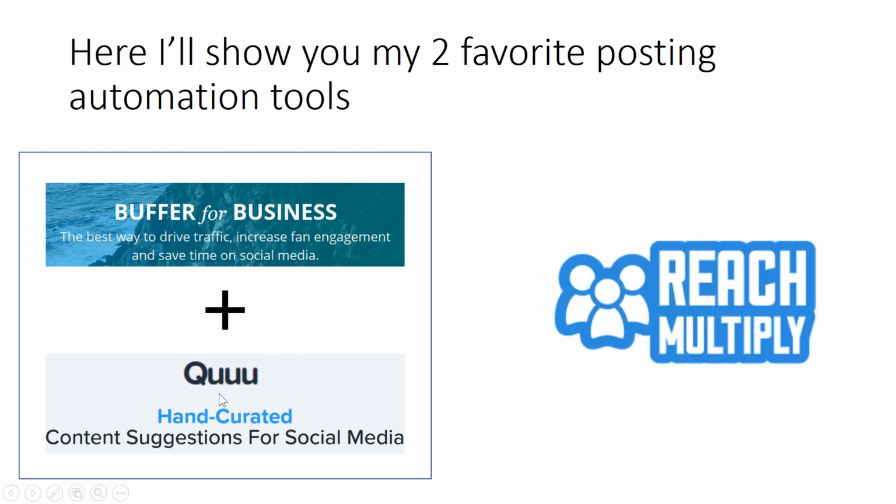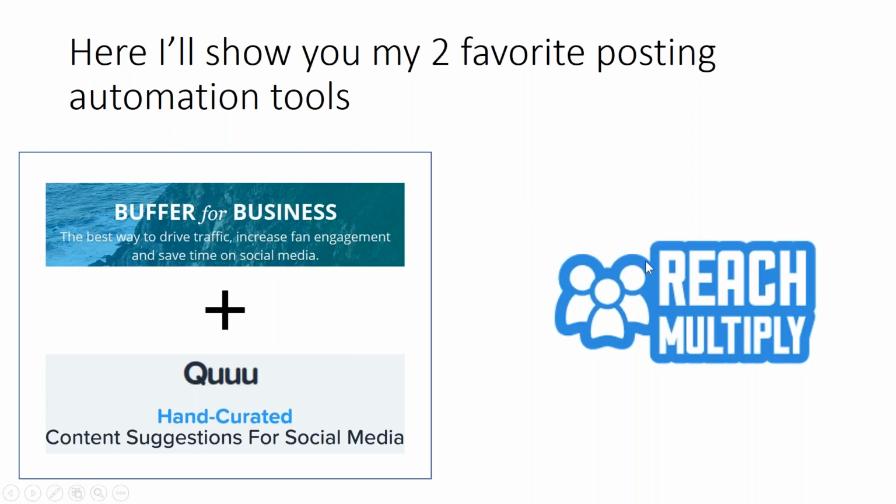The beauty about Buffer is it integrates perfectly with Q. Q is hand-curated content suggestions for social media. You can go into Q, and I'm going to show you how to do this, but you can go into Q and select different topics. Like I have life hacks and SEO and videography. Those are my categories. And it pulls those automatically and drops them into Buffer and schedules them out. So I have different schedules for different Facebook pages, Twitter pages, even LinkedIn is in there.